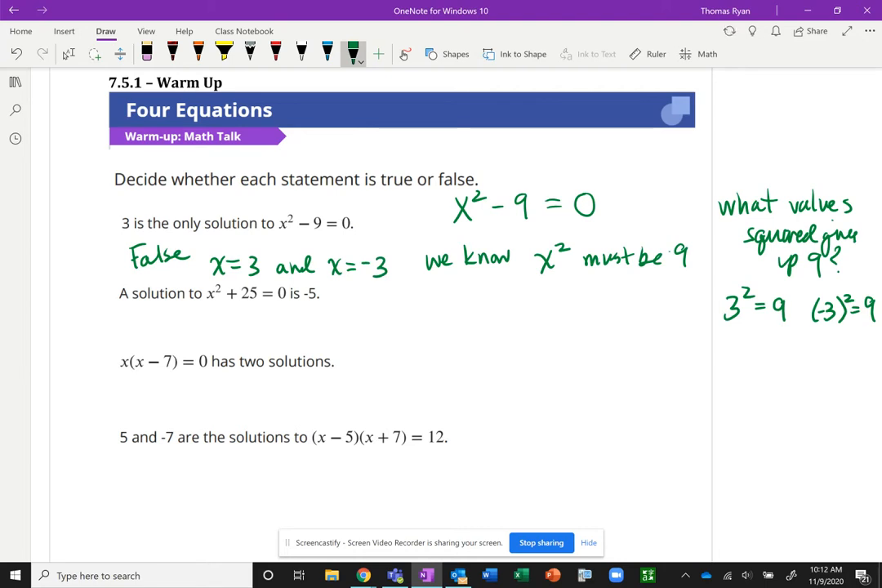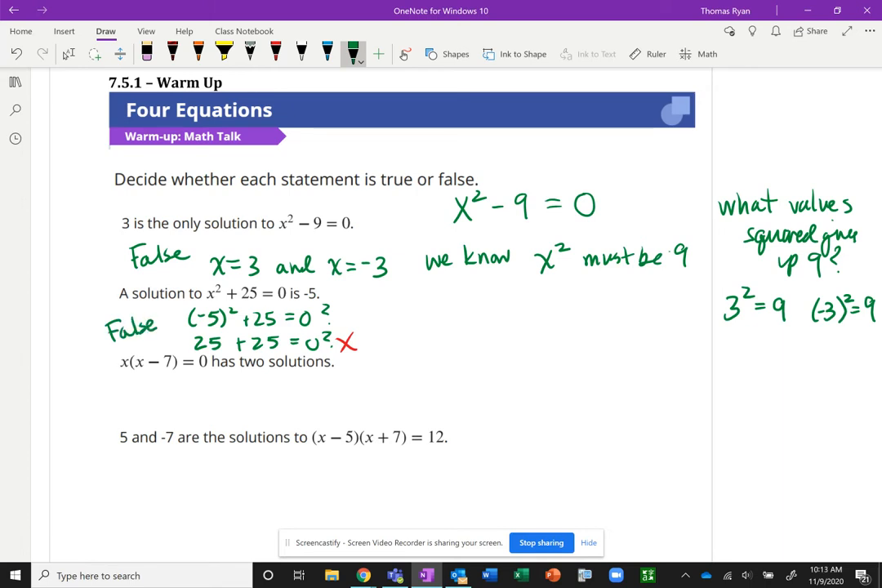All right, second one: a solution to x squared plus 25 equals 0 is negative 5. Well, if things are solutions, that means they will make the equation true. So let's just test it. Negative 5 squared plus 25, does it equal 0? Negative 5 times negative 5 is positive 25, plus positive 25, does that equal 0? Absolutely not. It equals 50. So we know this one's false.